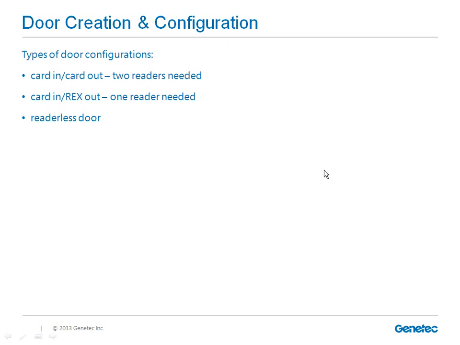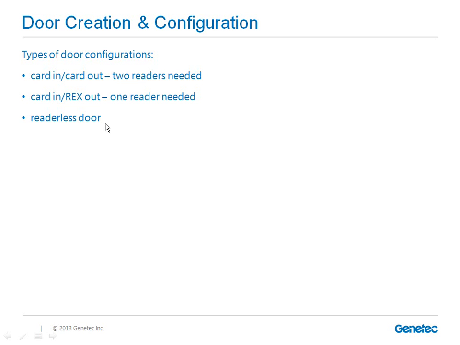Now, there are three kinds of door configurations, and some options in the hardware tab may not be needed for all those configurations. First one we have is card in and card out, which uses both readers on a door. We have card in and rex out, which uses one reader, and we have readerless doors as well.